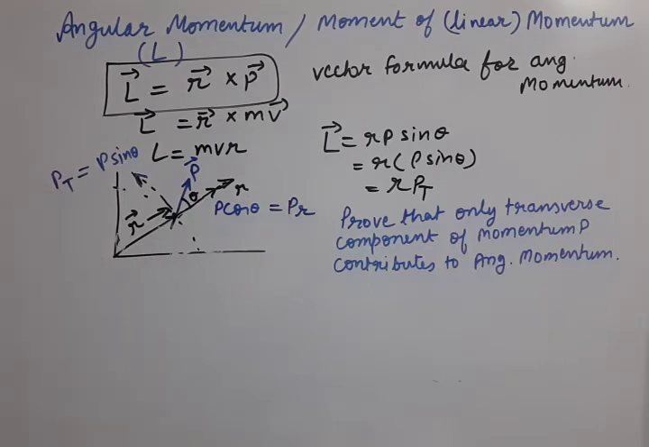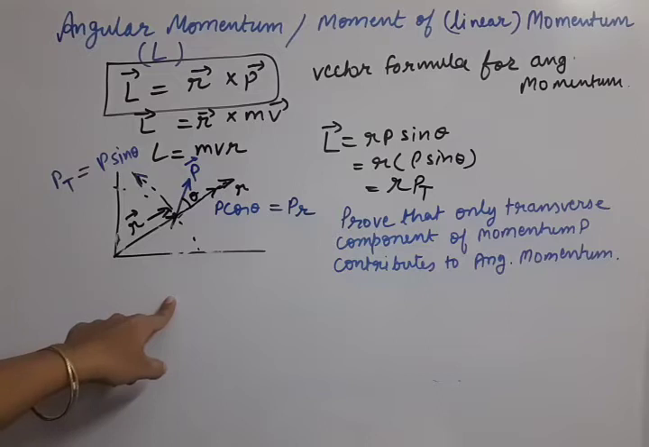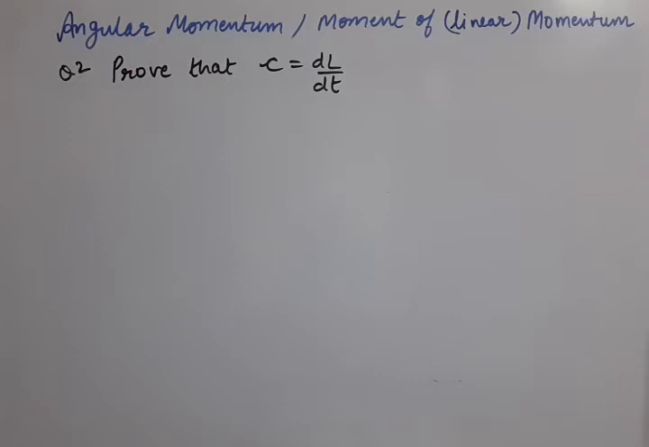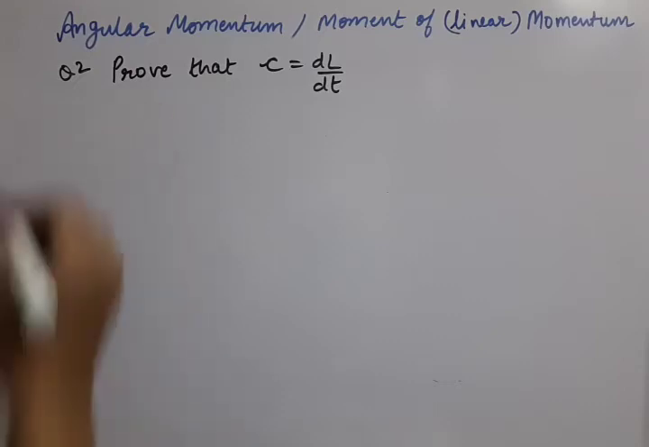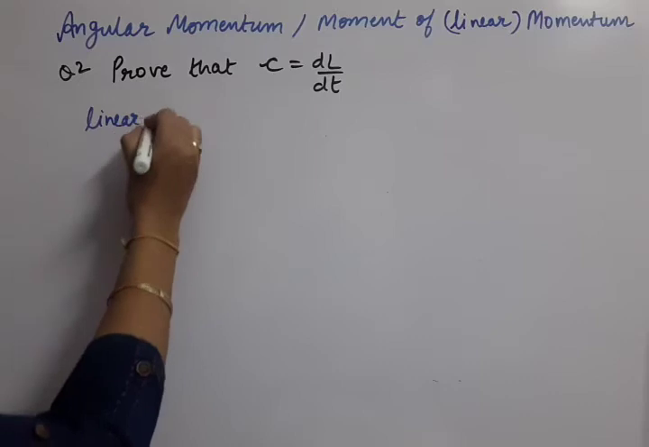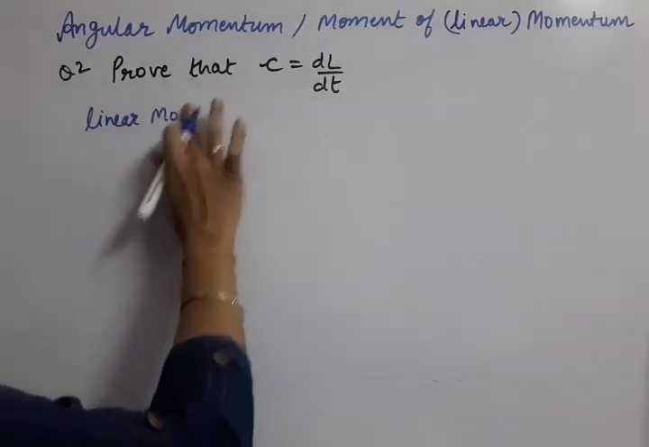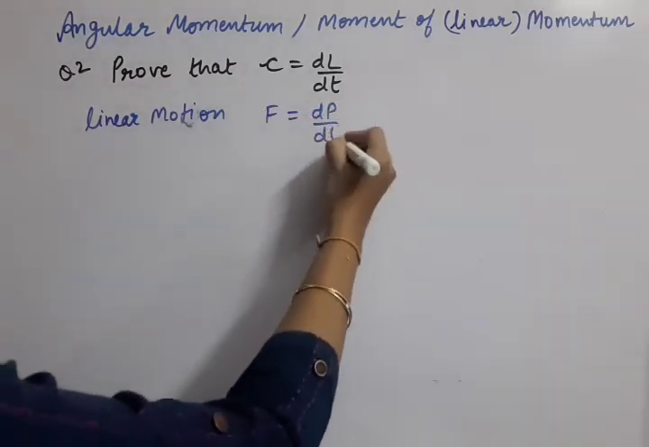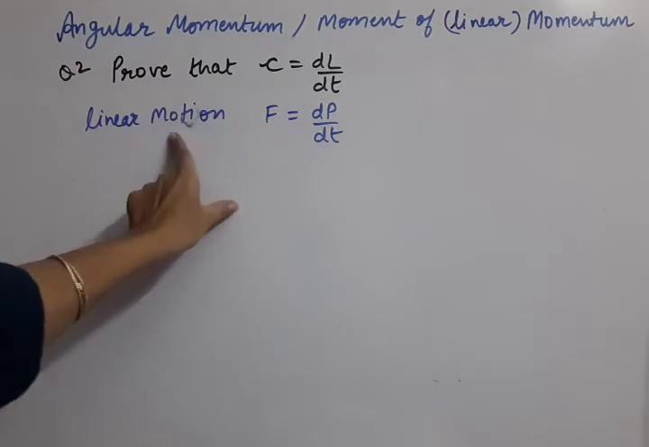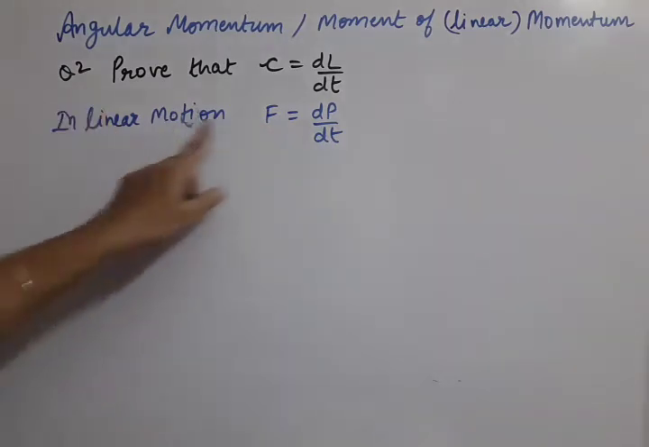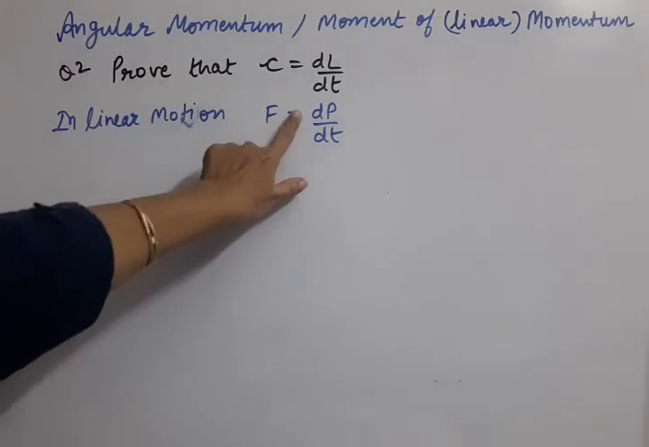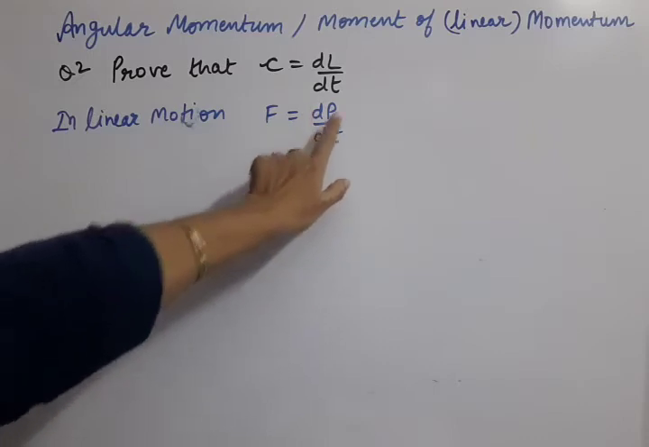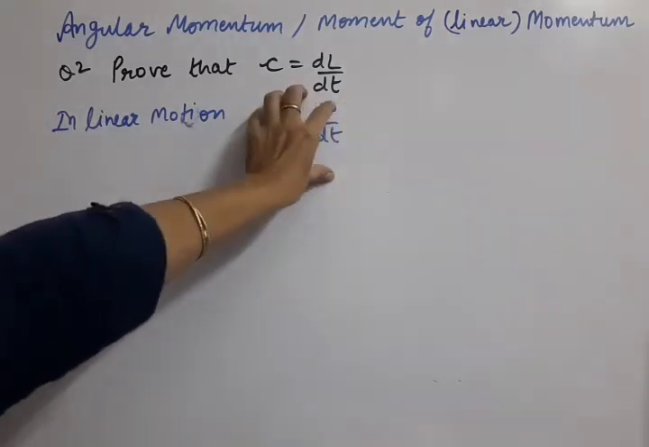Okay. Let's move to the next question related to angular momentum. Note down. Students, like we have in linear motion Newton's second law of motion, no? In linear motion, Newton's second law of motion says F equal to dp by dt. This we already know. That means the external force is equal to the rate of change of linear momentum. So this is all about linear motion.